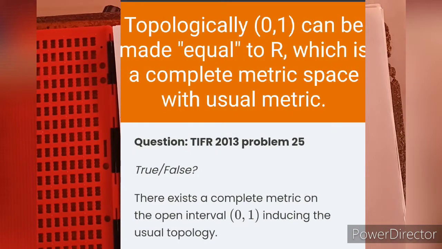Today I will discuss a topological problem which was asked in the TIFR exam. The problem is: there exists a complete metric on the open interval (0, 1) inducing the usual topology. It is a true or false question. So is it true or false that there exists a complete metric on the open interval (0, 1) which will induce the usual topology on the open interval (0, 1)?